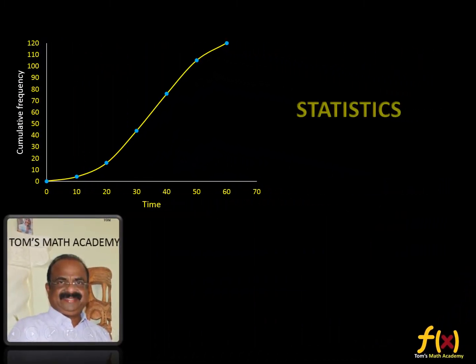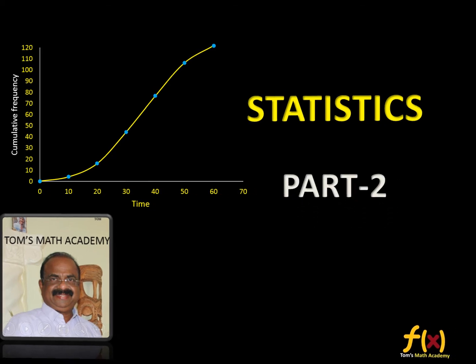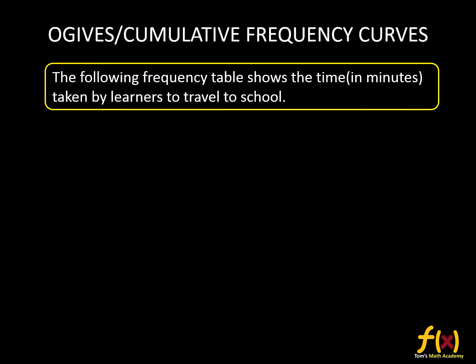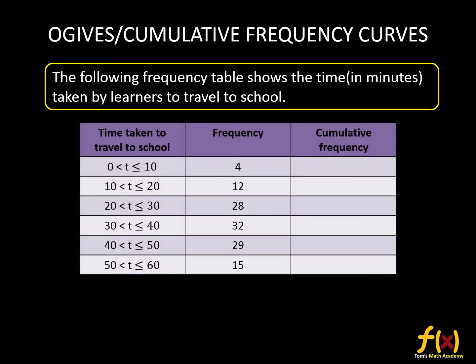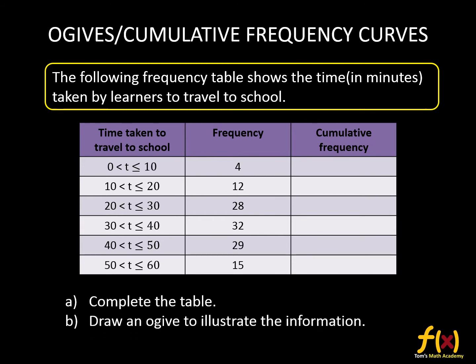We come to the second part of statistics. Ogives or cumulative frequency curve. The following frequency table shows the time in minutes taken by learners to travel to school. Here is the frequency table. Complete the table. Draw an ogive to illustrate the information.